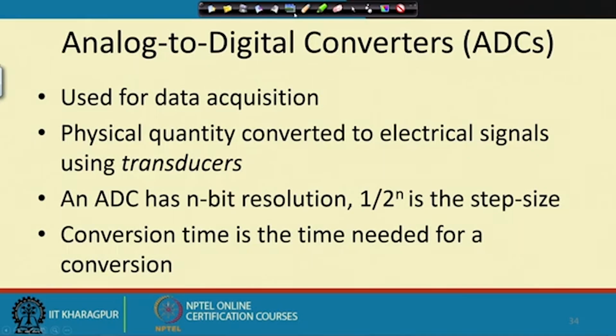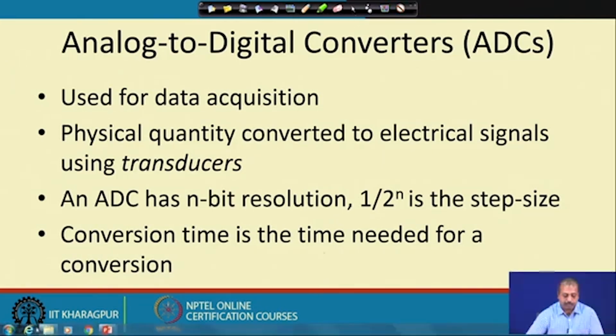So, it has got an n bit resolution, and this n bit resolution has 1 upon 2 power n as the step size, and there is a quantity called conversion time, which is the time needed for the conversion. It is not that the analog value changes continually and the ADC will still be following that value at the same rate. That may not happen. Normally these devices take some time for doing this conversion, and there are different types of ADCs. Okay.